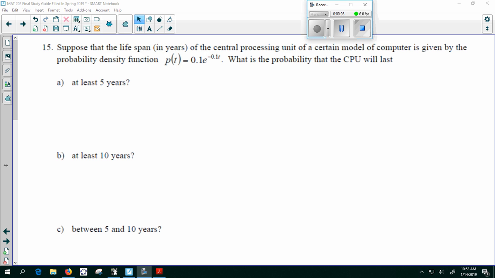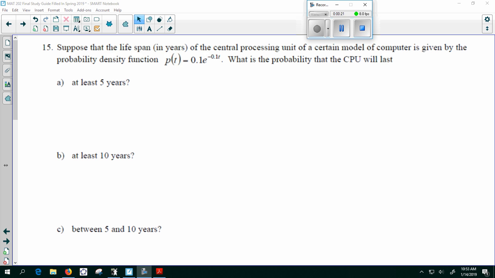Suppose that the lifespan in years of the central processing unit of a certain model of computer is given by the probability density function, or PDF, p of t equals 0.1 e to the negative 0.1 t. What is the probability that the CPU will last at least 5 years?